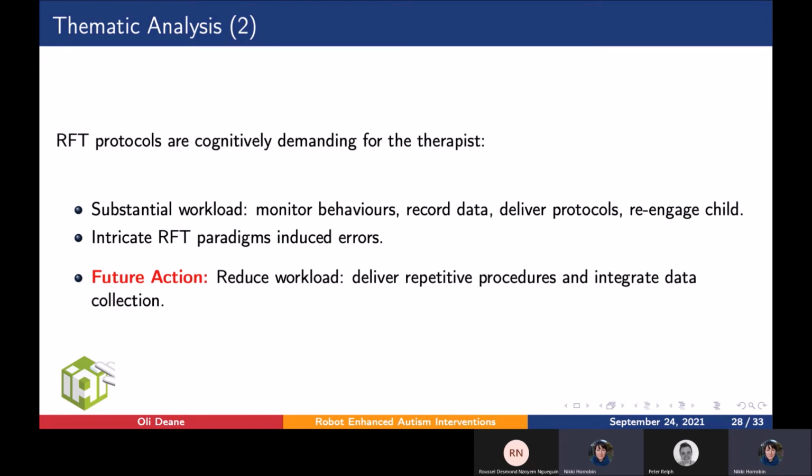The next theme was around the fact that this is just a very cognitively demanding task for the therapist. These are intricate protocols that they have to deliver, and in fact the therapist would every now and then ask the wrong question at the wrong time. So having a robot present to deliver these repetitive and predictable procedures could be really valuable to take a bit of pressure off the therapist and allow them to concentrate on other parts of the session, like monitoring the child's progress or their engagement.